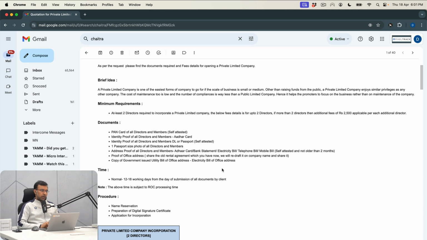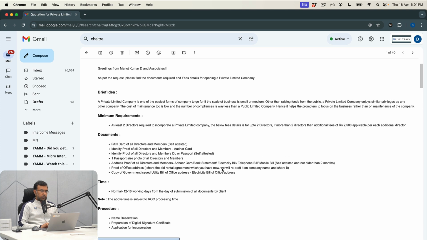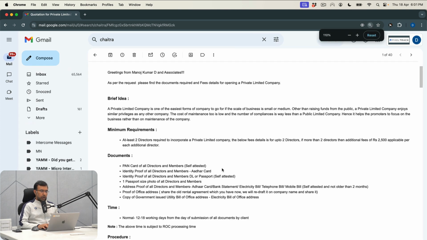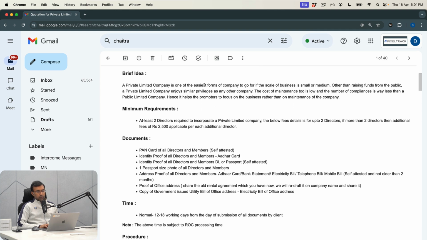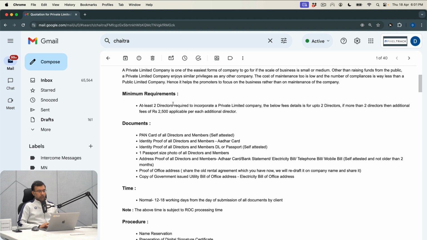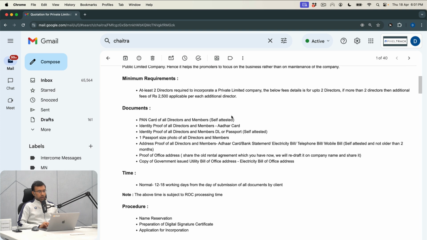So let's look at the mail that I got from my CA office, and you need to give a brief idea of what the company does, like you are doing software education, whatever it might be. Minimum requirement is at least 2 directors for a private limited company. What are the documents needed? You need PAN card, you need identity proof of all directors and members, you need Aadhaar card. Without Aadhaar card, you cannot open a private limited company.